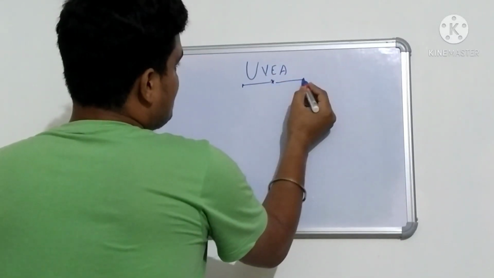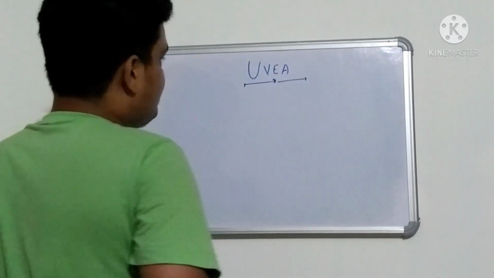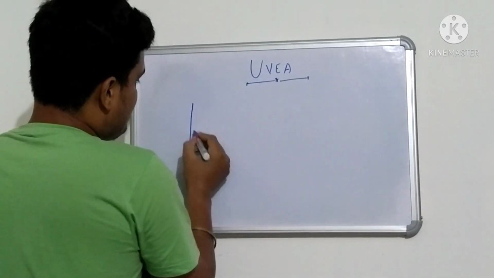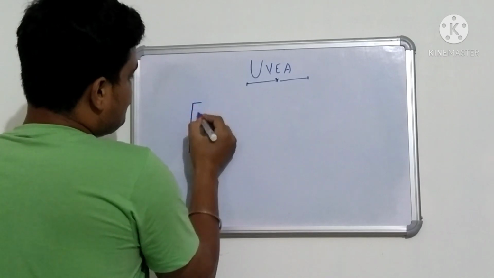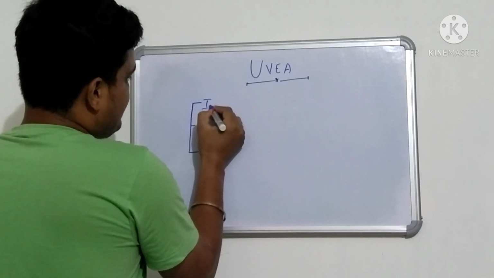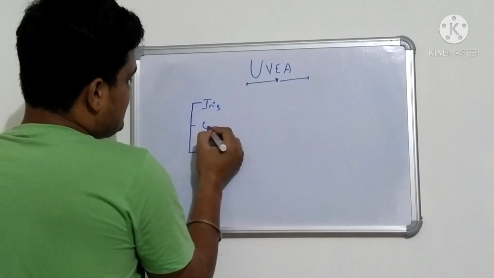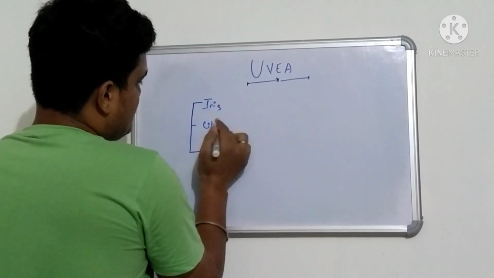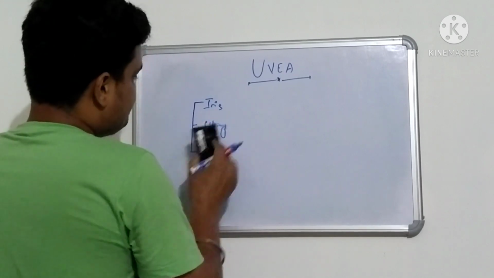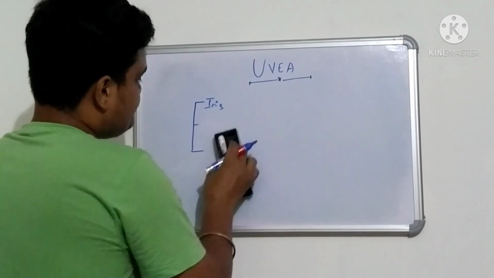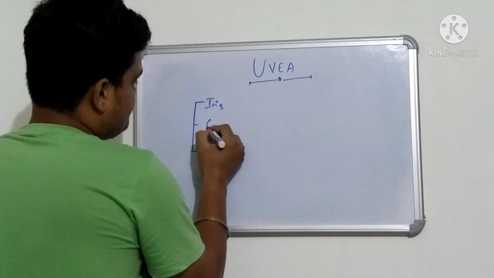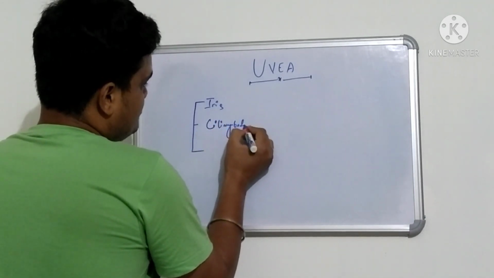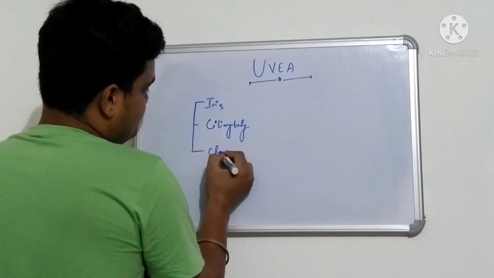So today we are going to talk about the uvea, or uveal body. The uvea broadly consists of three parts. The first one is the iris, the second one is the ciliary body, and the last one is the choroid.